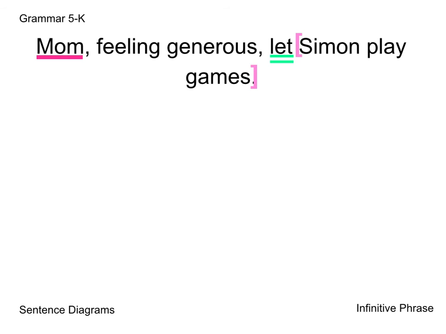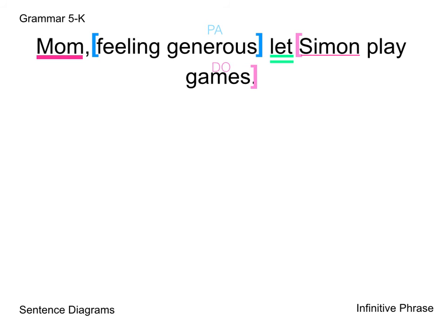And then within that phrase, I have a subject. So I'm going to do a thin line underlining Simon because he's completing the action of play. And games is receiving the action of the verb. So I'm going to put a DO over that. And then I have one more phrase, feeling generous, modifying mom. My verbal is feeling, and generous is the PA of this sentence. So I have figured out every part of this sentence.